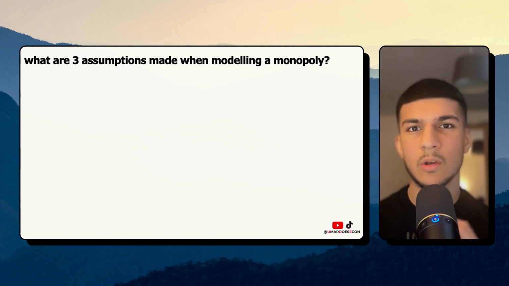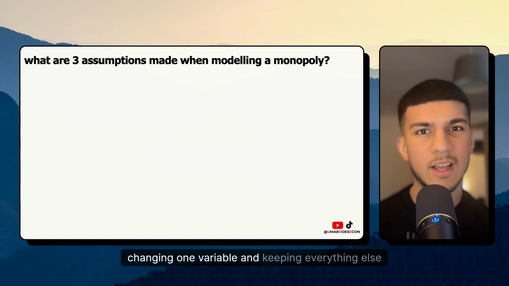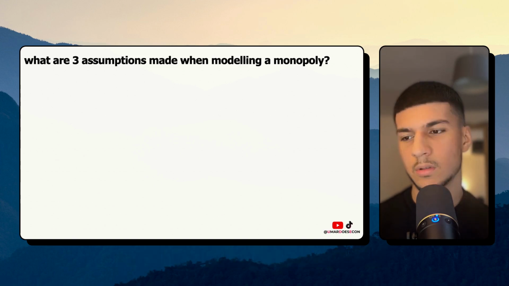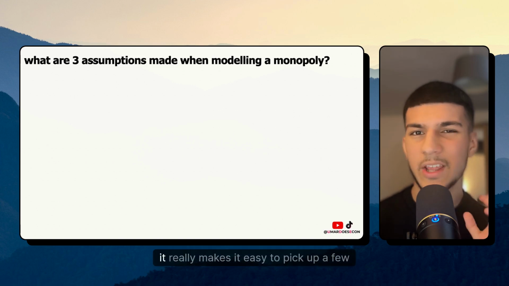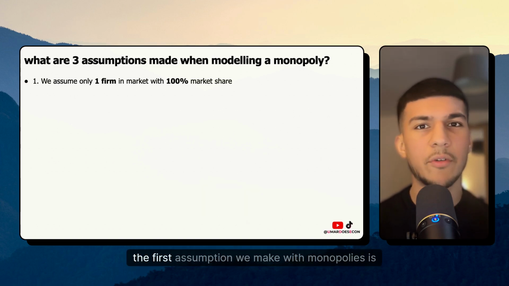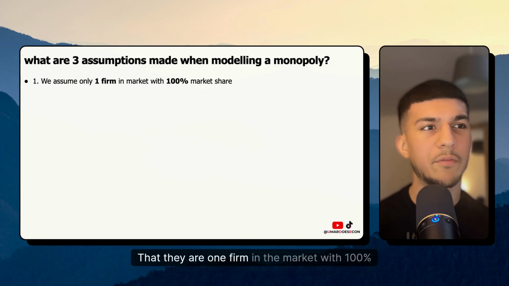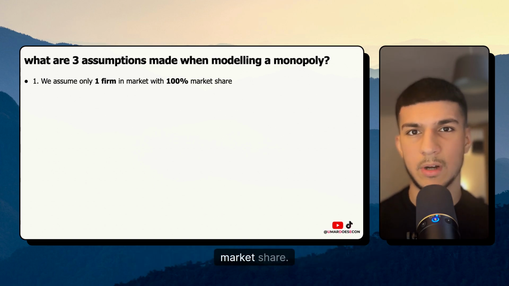Right from the start, in year 12, you learn about ceteris paribus, so changing one variable and keeping everything else constant. So by questioning these assumptions, it really makes it easy to pick up a few evaluation points here and there. So the first assumption we make with monopolies is that they are pure monopolies, that they are one firm in the market with 100% market share.